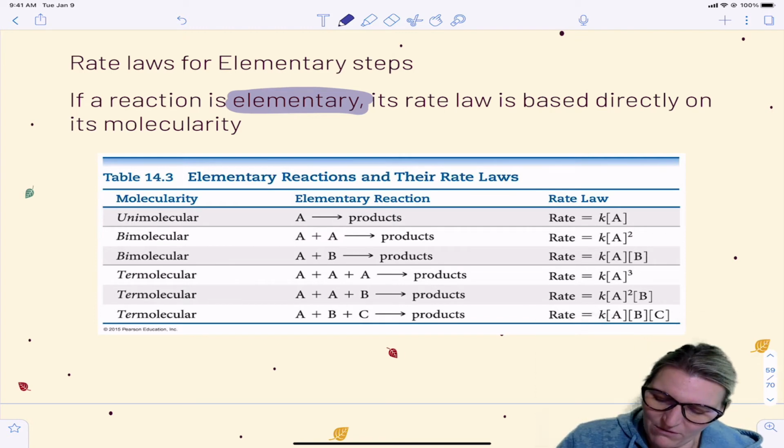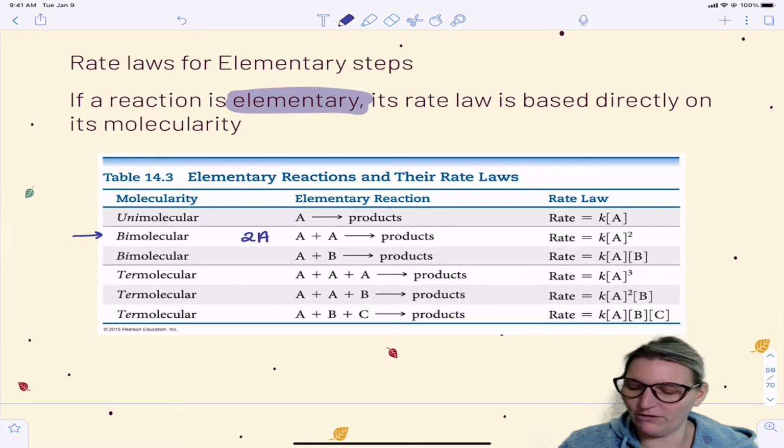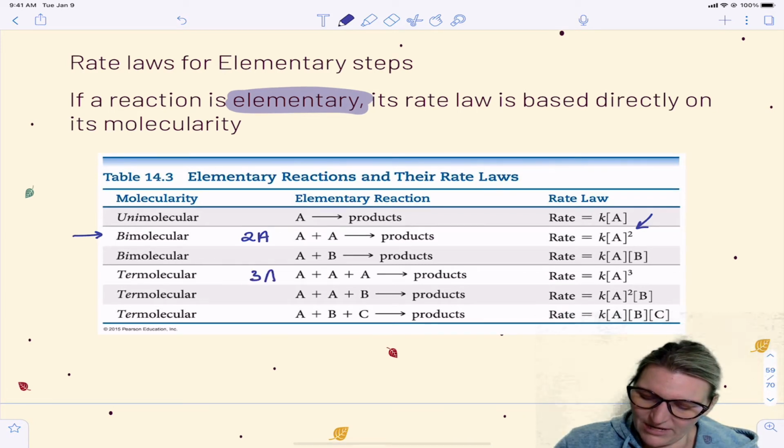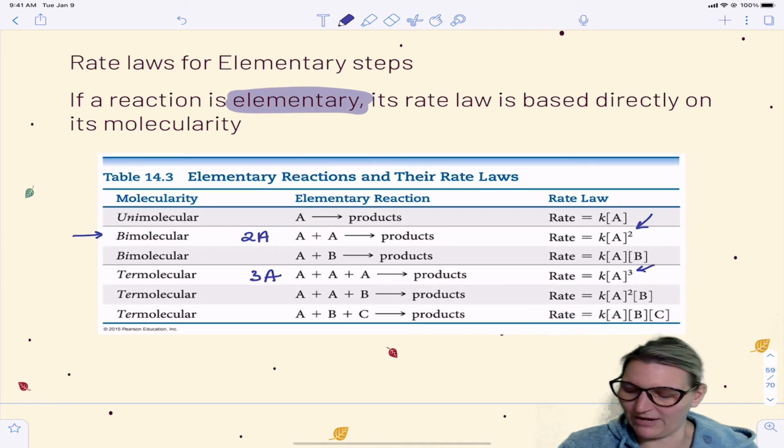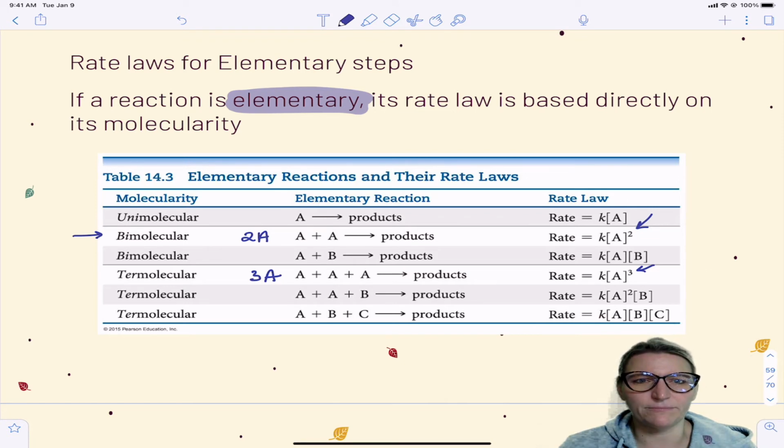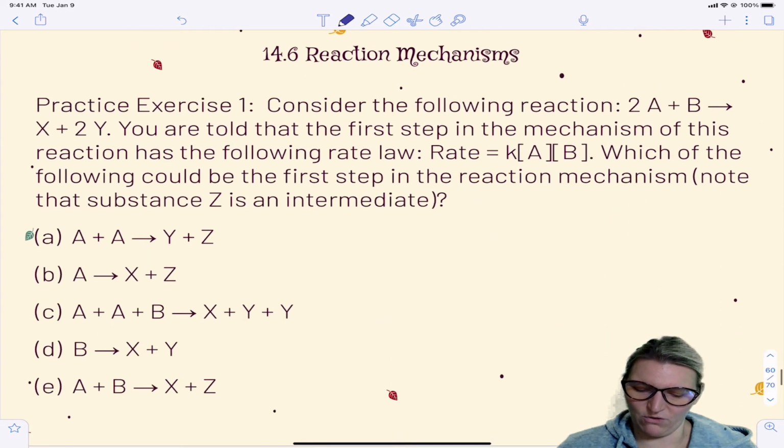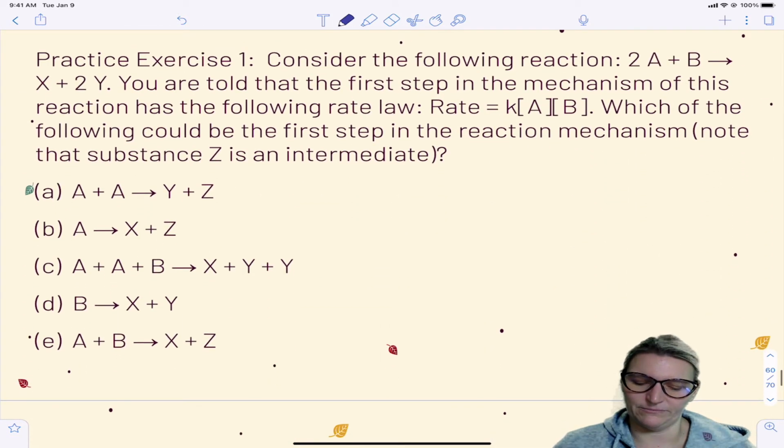So if I think about this reaction right here, it would be 2A molecules, so the exponent on A is 2. Here it would be 3A molecules, so the exponent on A is 3, and so on. We can look at the rate law: coefficients become exponents. This is only true if we know it's an elementary step.